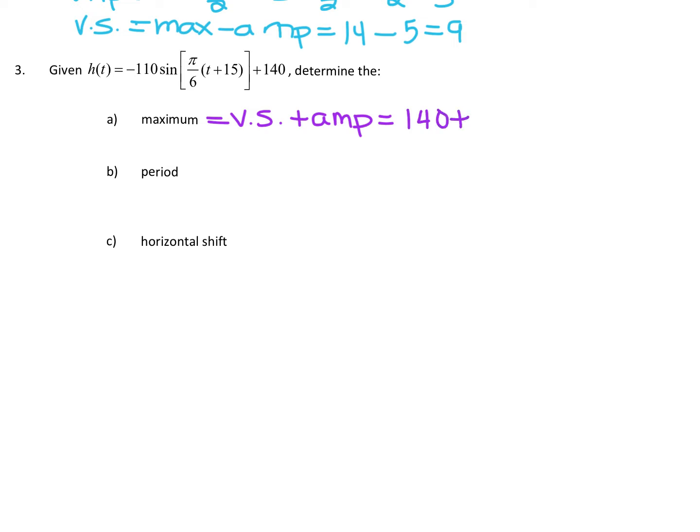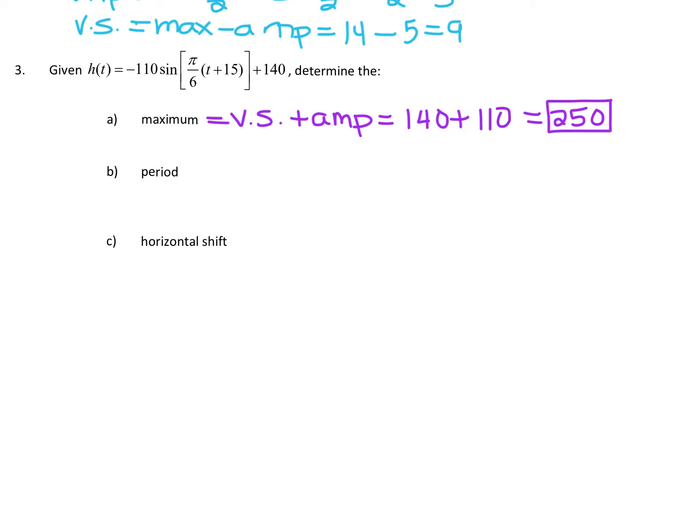And then the amplitude. Now, the amplitude, it's not negative 110, right? Amplitude can't be negative. You can't have a negative height. The negative just tells you that the sine curve is going to go down before it comes up. But the amplitude itself is just this 110. So if we do 140 plus 110, that's going to give us 250. So that's our maximum value. If it had asked for the minimum value, all we would do is change this to a minus sign.